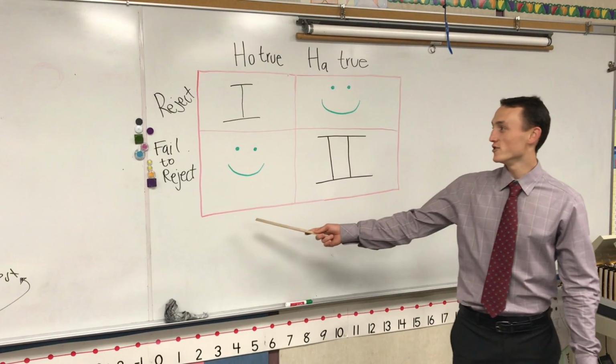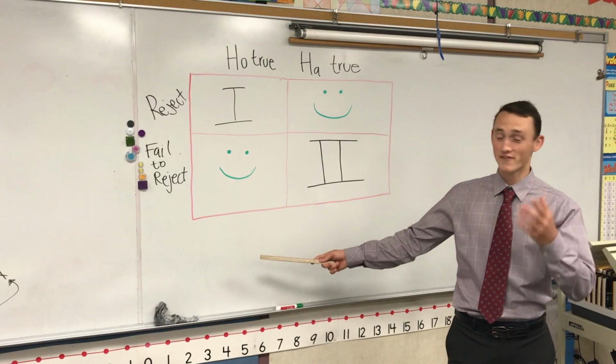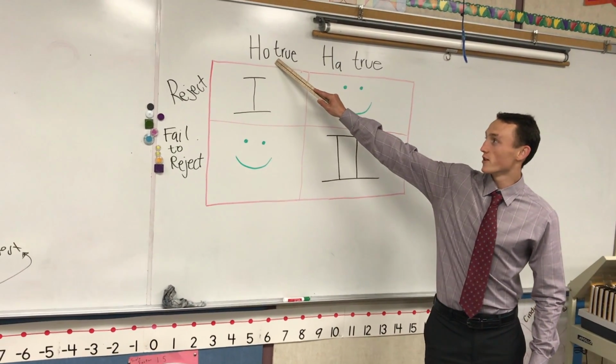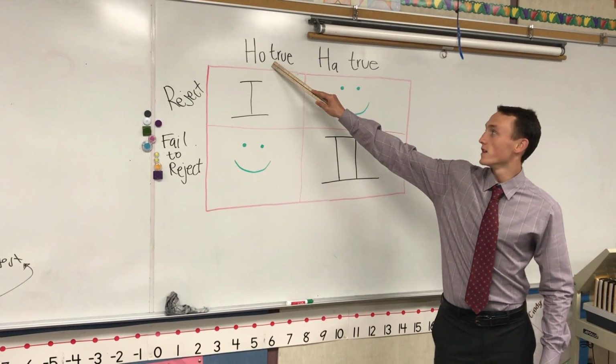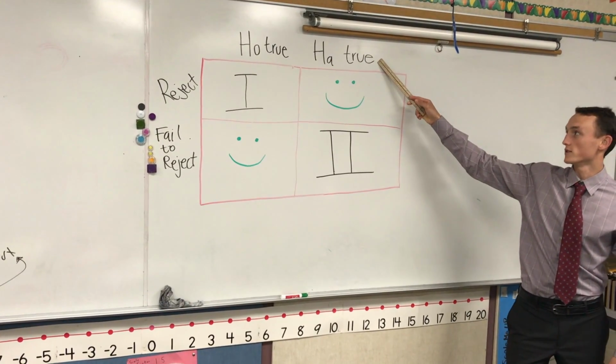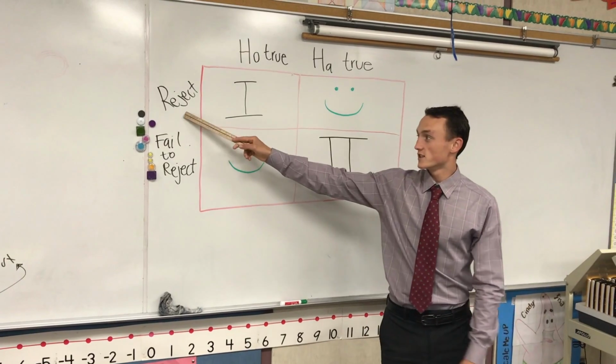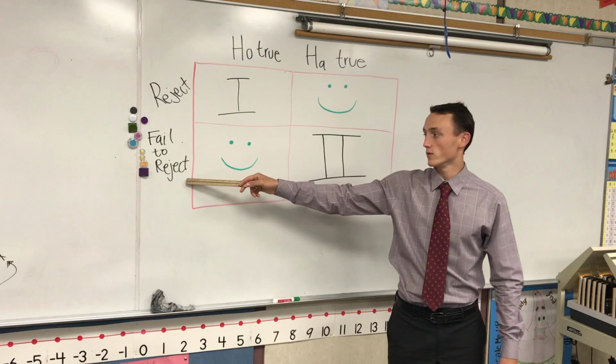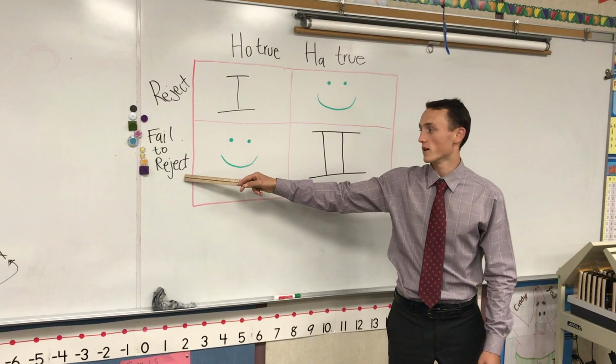So this is the chart you use to figure out which error you've made, because you're definitely going to make one sometime. So, right here, this is whether your null hypothesis is true, and this is whether your alternative hypothesis is true. This is whether you've rejected your null hypothesis and you failed to reject your null hypothesis.